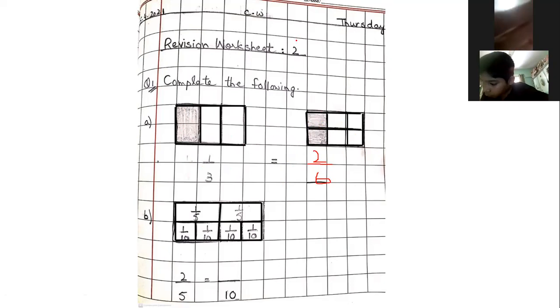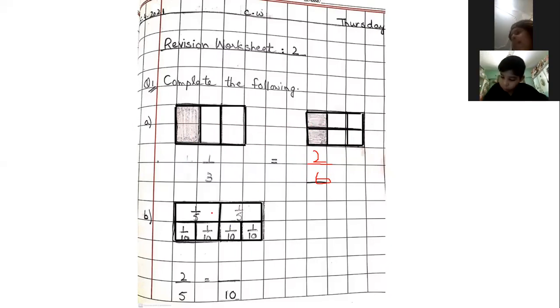And these two fractions are equivalent fractions because they are equal in proportion. The shapes are equal in proportion. The value of numerator and denominator is different, but they are equal because they are in the same proportion.